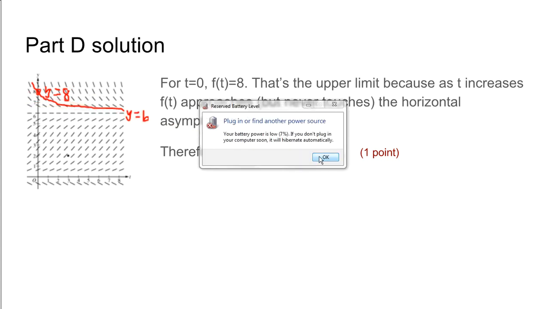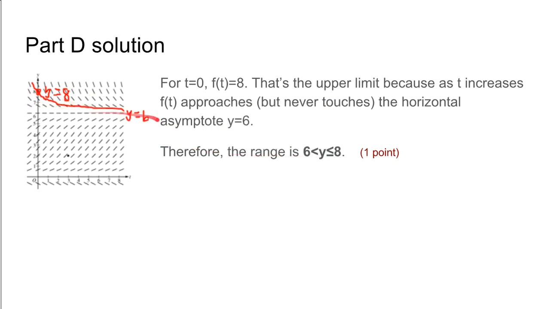And now there's going to be a line under this less than sign, and then no line under this one. So therefore, the range, or interval of y values covered by the function, is from 6 to 8, and you absolutely must distinguish between the less than sign and the less than or equal to sign.